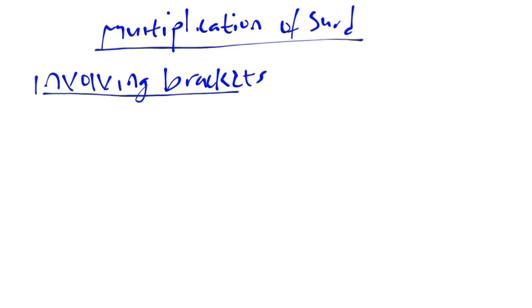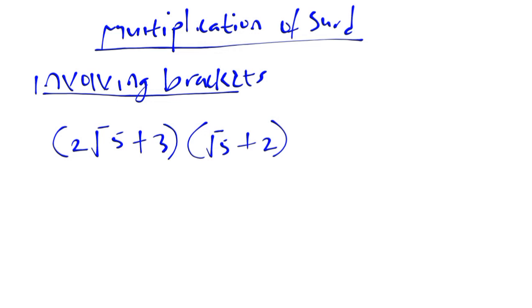Let's say you have 2 root 5 plus 3, and you are multiplying it with 5 root 5 plus 2. What you do is multiply. If you want to multiply stuff like this, you multiply it the same way you multiply algebraic expressions. That means you distribute one term for the other.